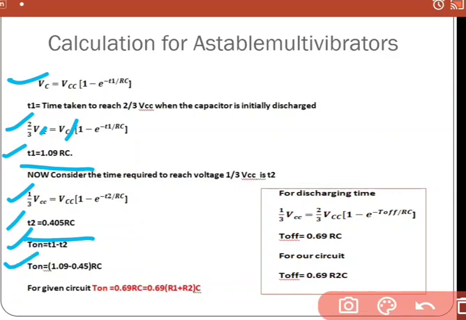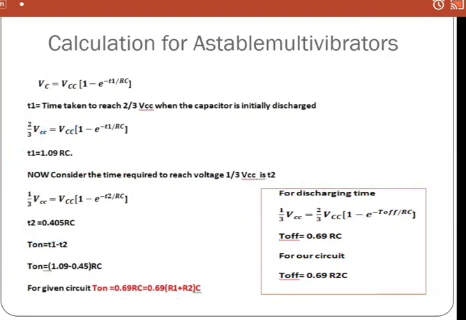So what is the value? T on is 0.69 RC. Now look carefully here. R is not a single resistance. Here when the capacitor is charging, it is charging through R1 and R2. So here R is equal to R1 plus R2. Now for discharging, look at this side. Discharging, it is coming from 2/3 VCC to 1/3 VCC. Just put those values, and what is T off value? T off value is 0.69 R2 into C, because it is discharging through R2 resistance only.